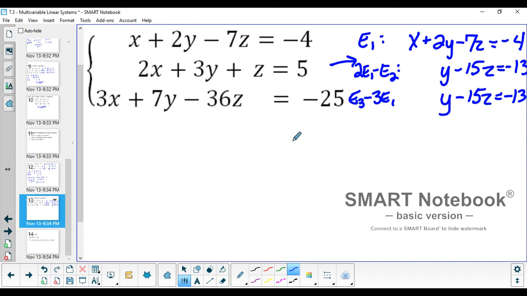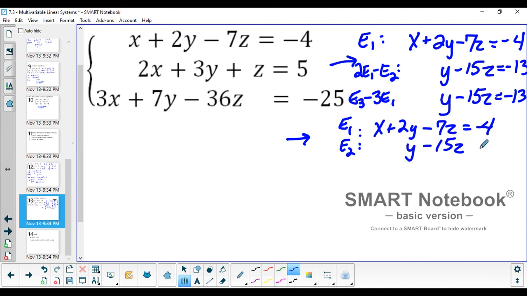Because now, I know that my E1 is fine. I know that my E2 is fine. So I'm going to have x plus 2y minus 7z equals negative 4. I'm going to have y minus 15z equals negative 13.